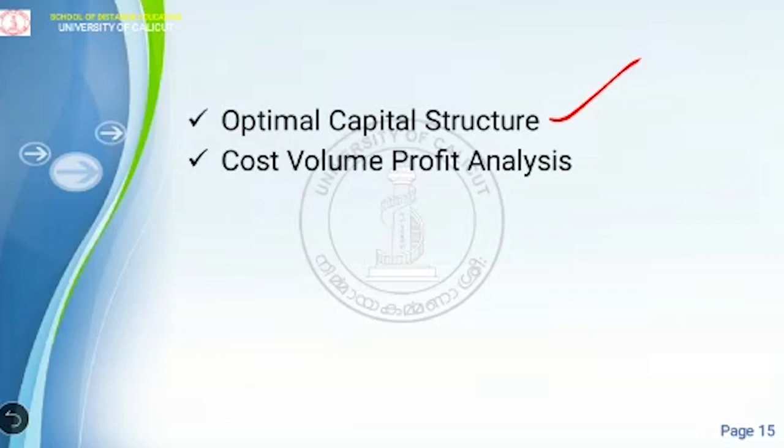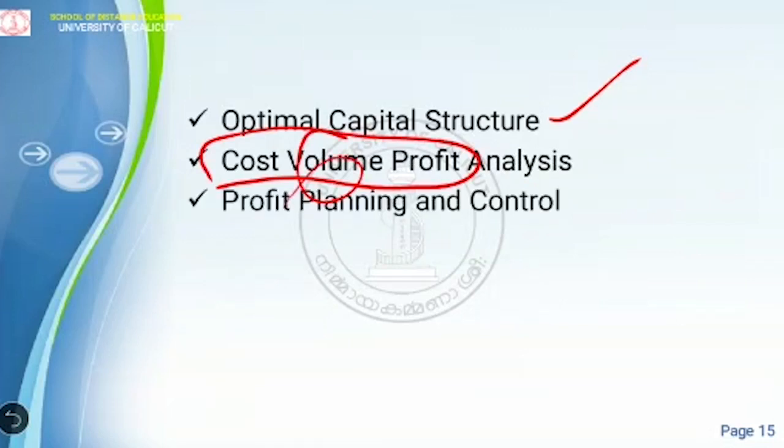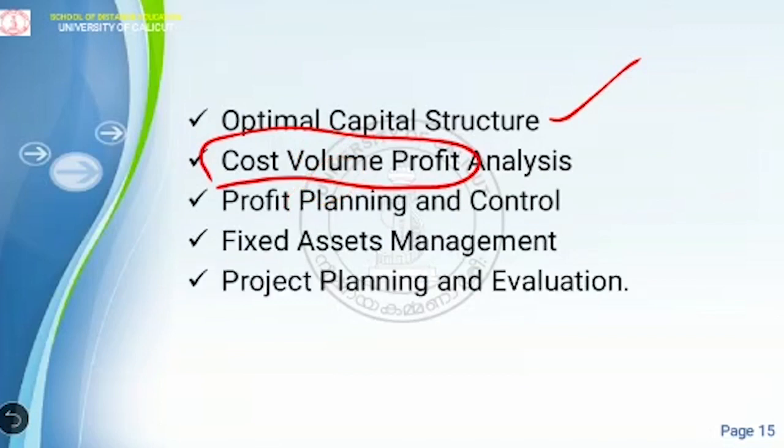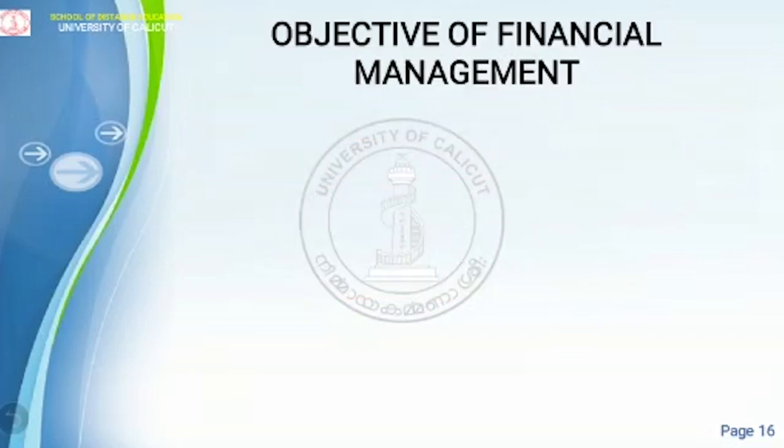Cost volume profit analysis should be conducted. Profitability in relation to cost and the sales of the organization should be analyzed. So profit planning and control of the organization. Then fixed asset management, then project planning, evaluation and implementation, in which project we have to invest funds. These are the major things where functional areas can broadly be classified.